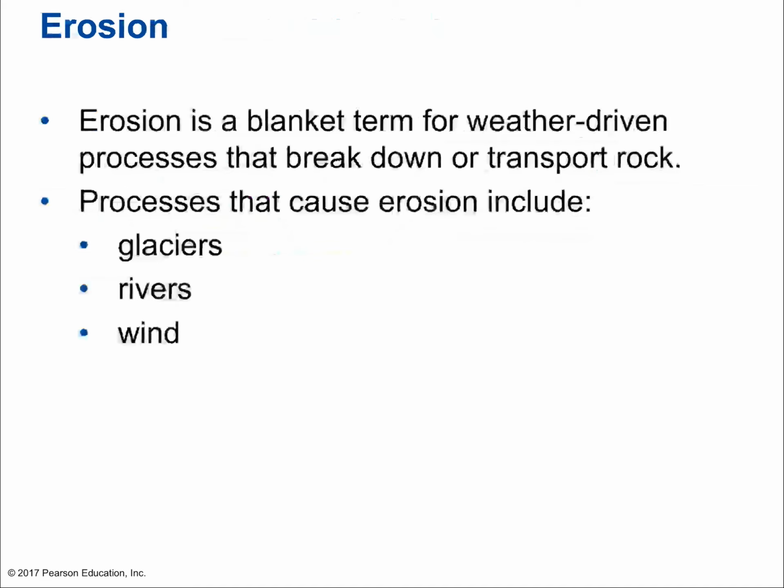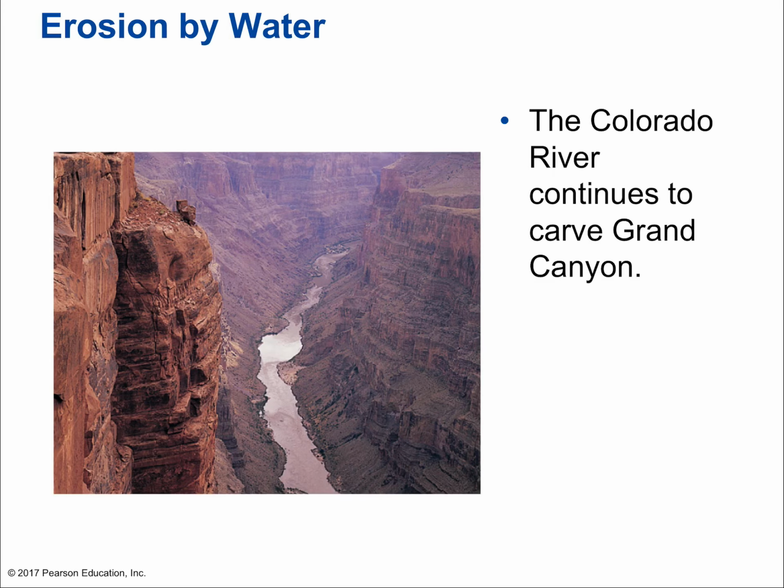Erosion, right? Another factor that shapes the surface of worlds. Erosion is a blanket term for weather-driven processes that break down or transport material. It can include glaciers, rivers, and wind. All right? So let's sum up each.